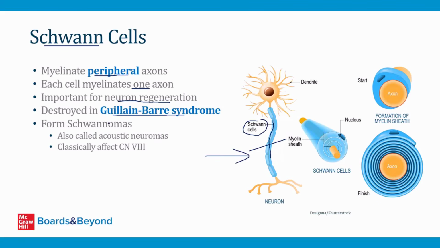And then also in another video, I talk about tumors of the nervous system. Schwann cells can form schwannomas. These are also called acoustic neuromas. They classically affect cranial nerve 8, and I talk about these in detail in another video.